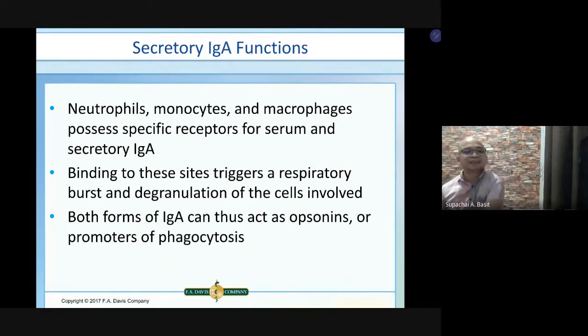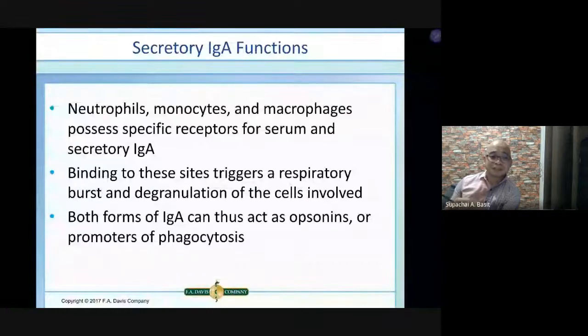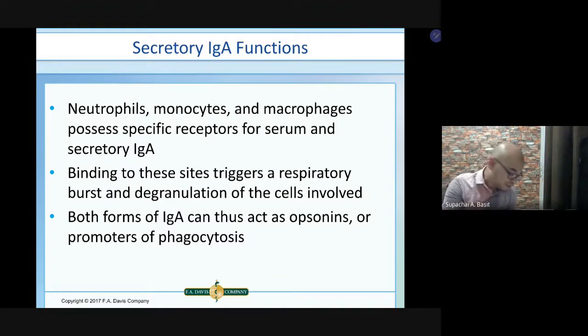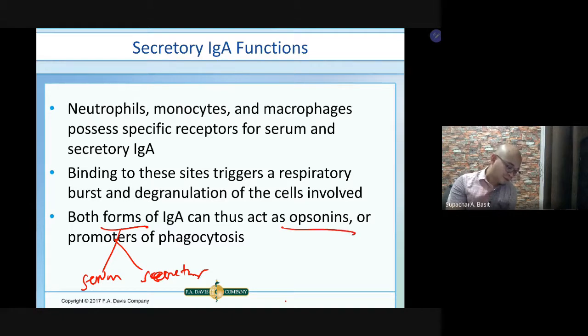Neutrophils, monocytes, and macrophages possess receptors for serum and secretory IgA. They bind to these sites to trigger respiratory burst and the degranulation of the cells involved. So both forms of IgA, either serum or secretory, can act as opsonins or promoters of phagocytosis.